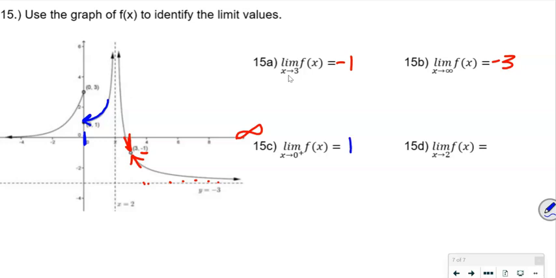And then we have as x approaches 2, okay? So now notice here, this is 2 right here, okay? So as we're approaching from both directions, right, what's happening to our graph up here? It's headed towards infinity, isn't it? Okay, so that's the answer.